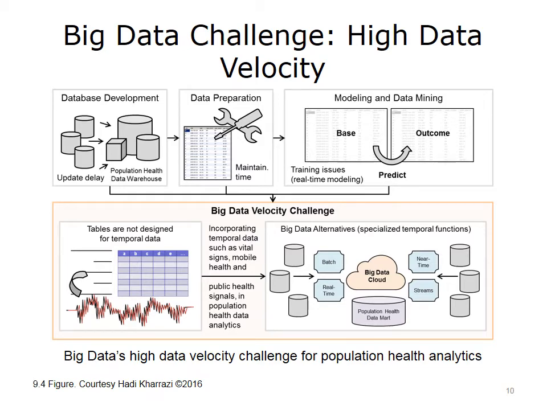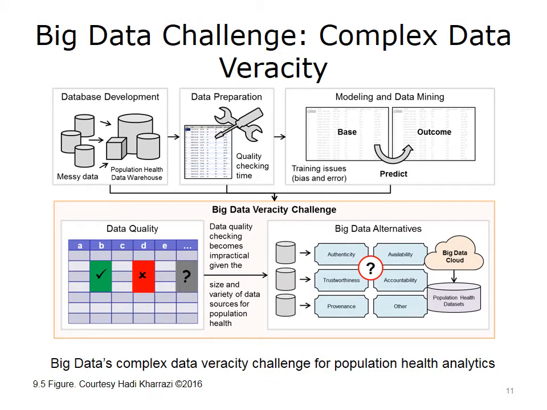This diagram shows the effect of big data's complex data veracity on the population health analytic process. The affected analytical processes are partially depicted in the top half of the diagram. The lower half of the diagram shows the reason for such limitations and how big data solutions can help solve them. As shown in the left side of the bottom diagram, relational databases are limited in measuring and fixing the quality of data entered by end users. Population health data warehouses will increasingly face complex data accuracy and completeness issues that might become impractical to rectify using relational data structures.